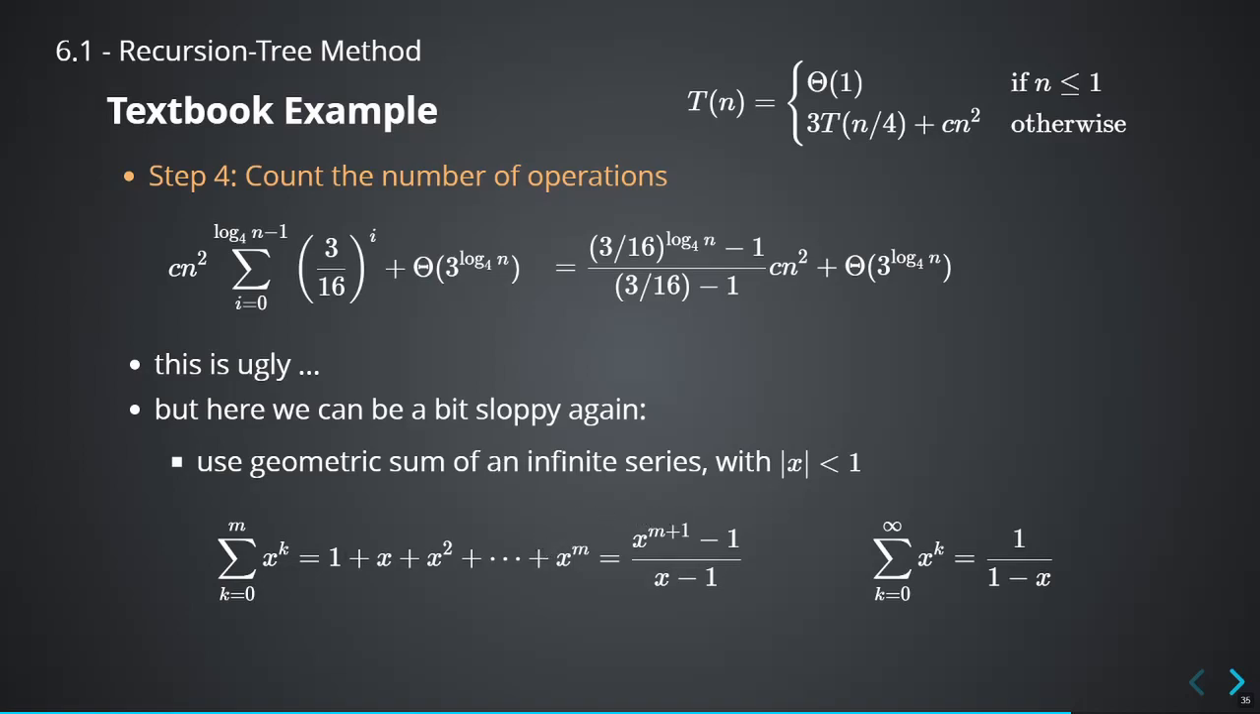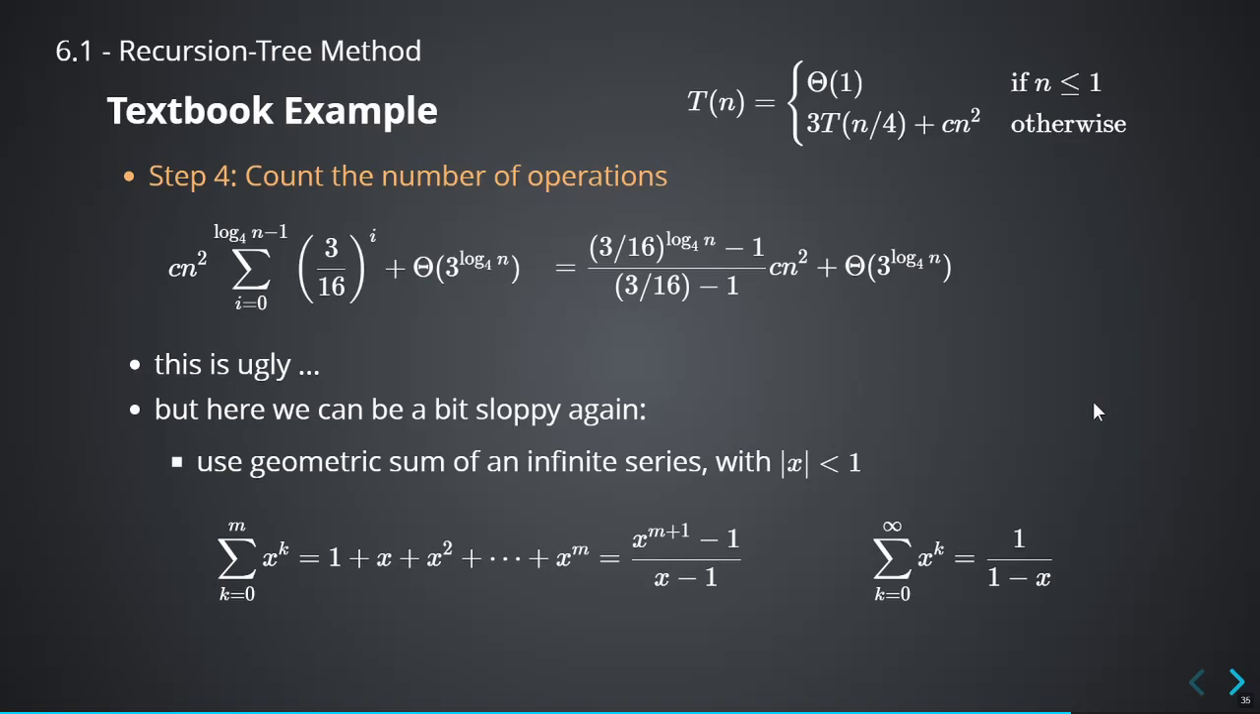The one that you saw before is a formula for the series going from 1 plus x plus x squared up to x to the m. If you allow the exponent to go to infinity, then the formula becomes 1 divided by 1 minus x, if x is less than 1. Okay? If x is greater than 1, then the sum will not converge. But if x is actually less than 1, it can converge to this number here. That's the limit. So that's what we're going to use.